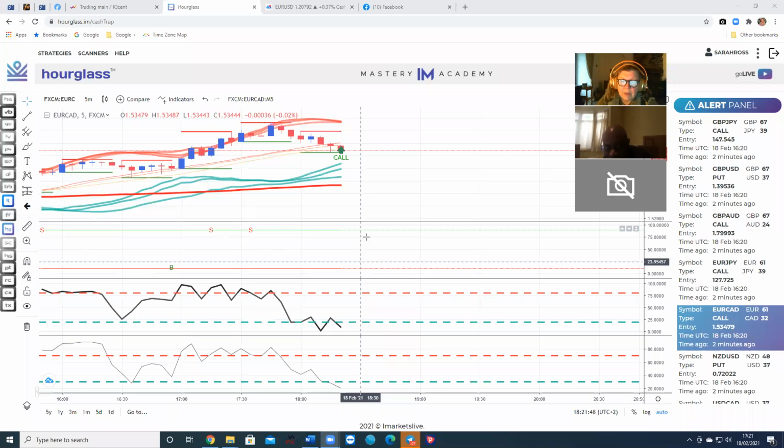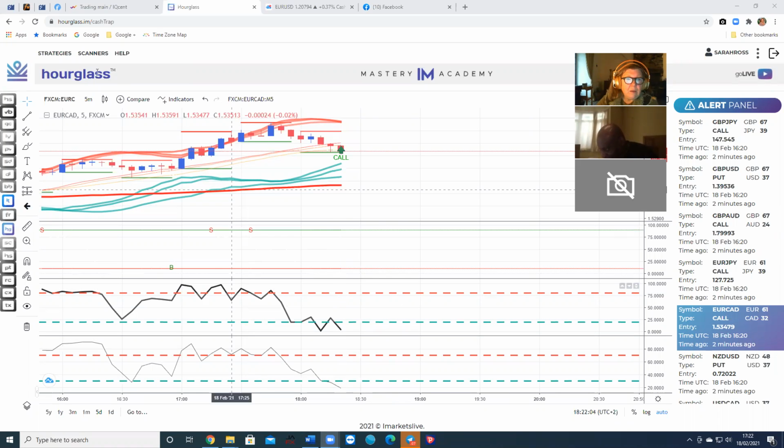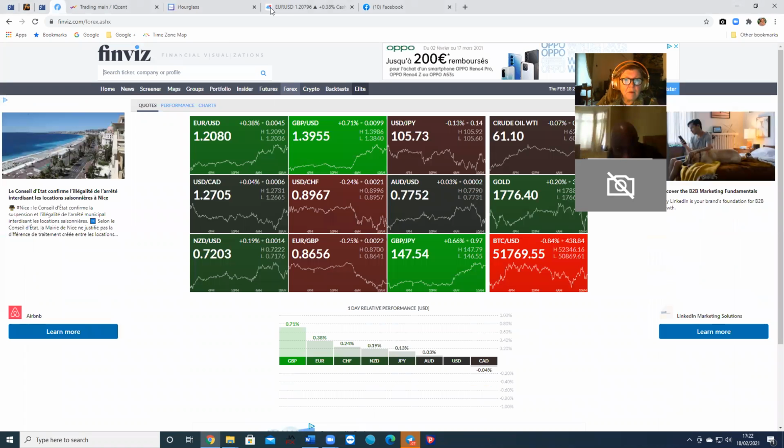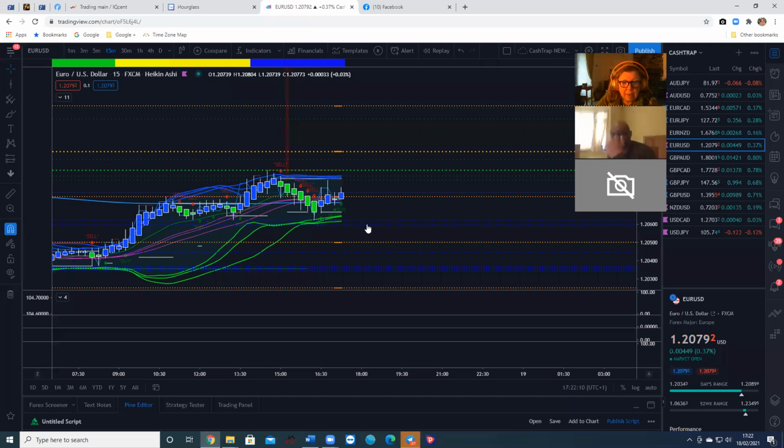Do I go against the trend? The answer is yes. I'll go against the currency strength meter if the points add up and we've got a strong enough number of points in our favor. Then yes, I will. So Euro CAD, we've got the Euro stronger. Euro stronger than the Canadian dollar, which is weakest out of them all.